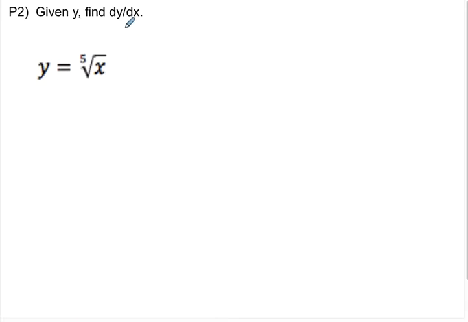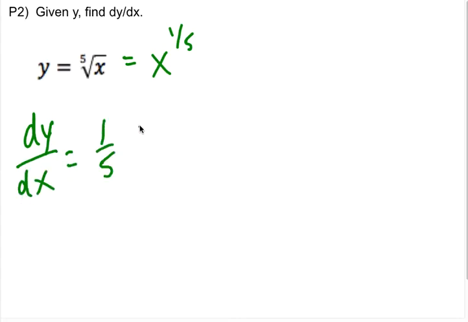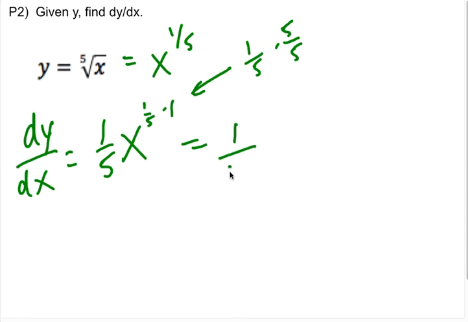You can pause me if you want. That's a fifth root of x. So before I differentiate, I need to rewrite this as x to the 1/5, right? So that's actually not calculus, right? That's pre-calc. So then my dy/dx is going to be 1/5 x to the 1/5 minus 1, right? Well, that's 1/5 minus 5/5. So I'm going to get a negative 4/5 as my exponent. So I can write it like this.